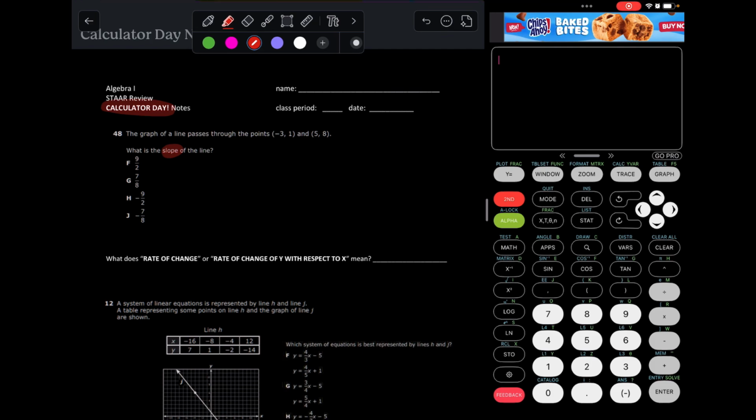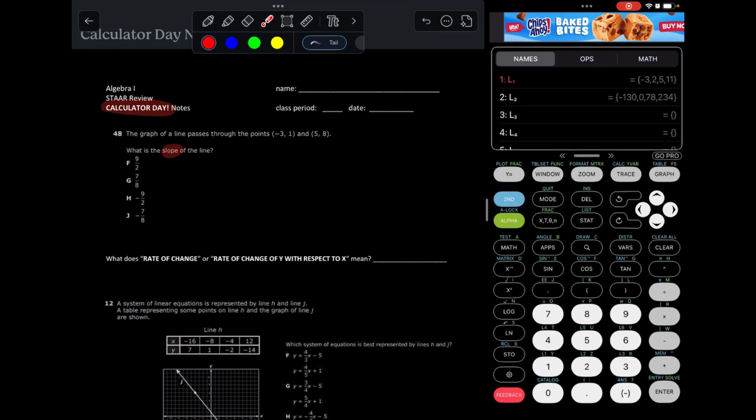Now, some of you are probably already thinking, we can use the slope formula in a reference sheet. And yes, you can do that. But an easier way to do it is by clicking on stat. By doing stat edit on the TI-84 calculator. So you're going to click on the stat button right here. I can't really point at the stat button, but it's in that same row.